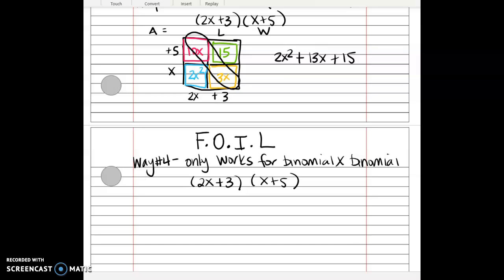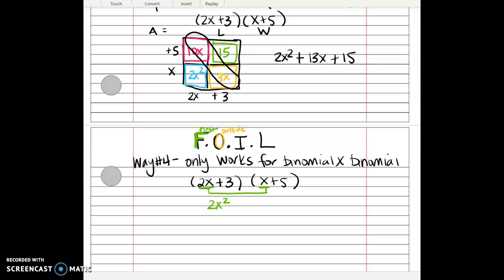So if you take a look, the F, I'm going to do in green, F stands for first, so I might even write first. It tells you to multiply the first terms in both polynomials. So I'm going to take my 2x times x, and that gives me 2x squared. The O stands for, and I'm going to do a different color for this, outside.